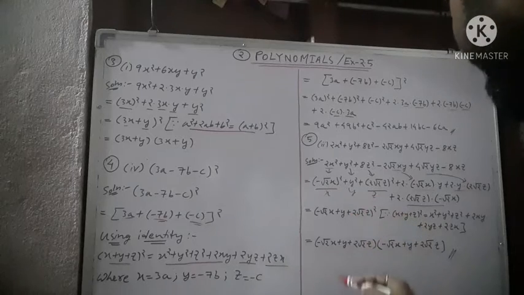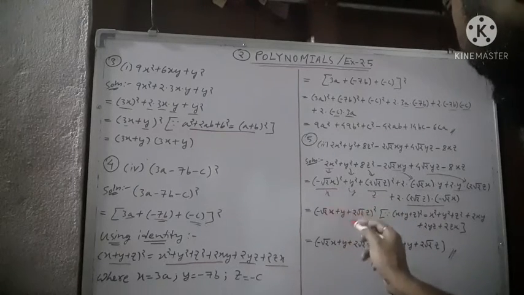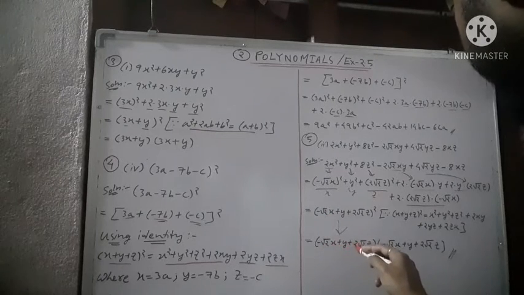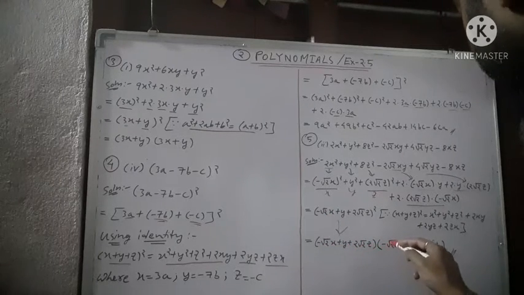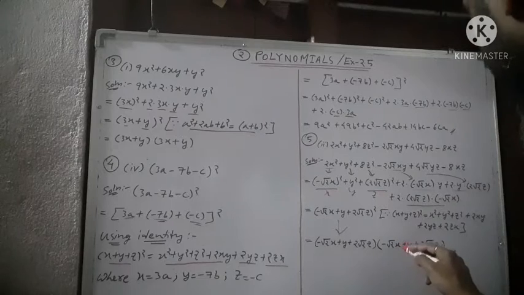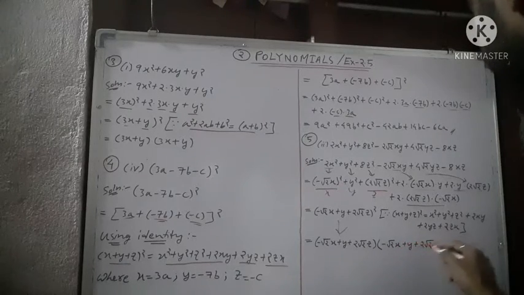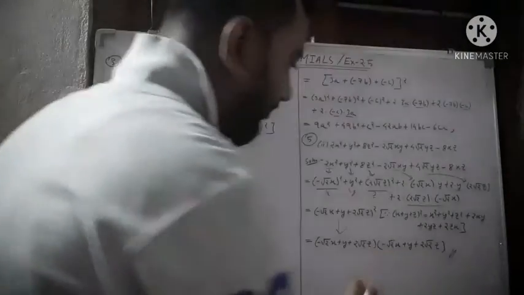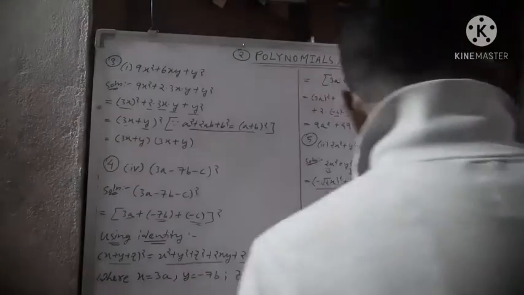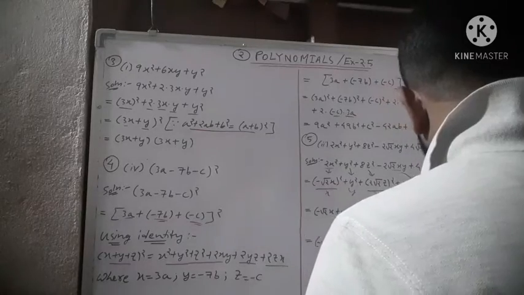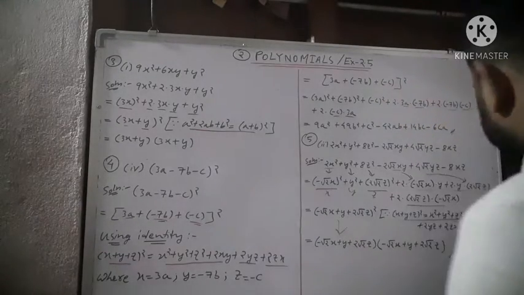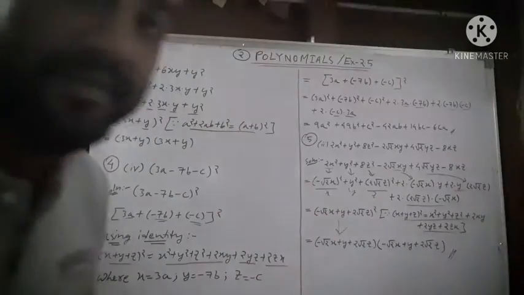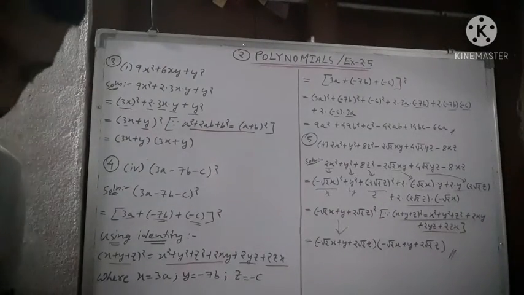So again we can rewrite this one like this: (minus root 2 x plus y plus 2 root 2 z) into again (minus root 2 x plus y plus 2 root 2 z), since it is given that square, so therefore we can write it like this. So in this case we have used this identity, that is (x + y + z) whole square is equal to x square plus y square plus z square plus 2xy plus 2yz plus 2zx.